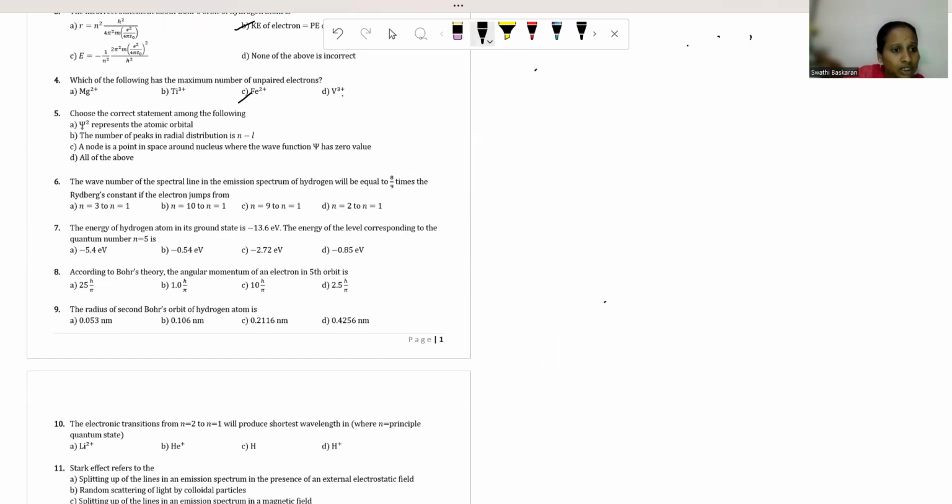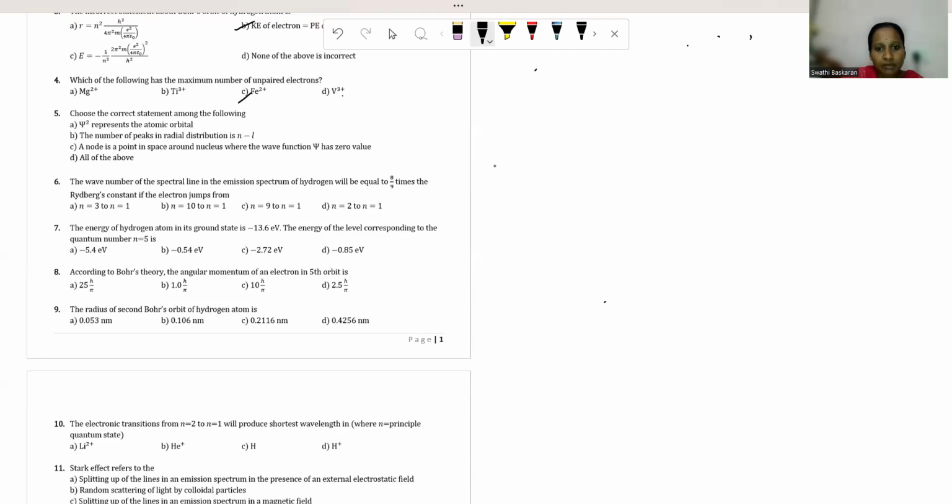Yes, of course, psi square is nothing but the maximum probability of finding an electron around the three-dimensional space around the nucleus. So hence psi square represents atomic orbital. Hence this is a true, correct statement. Now coming to the second one. So what are they saying in the second one? The number of peaks in radial distribution is equal to n minus L.